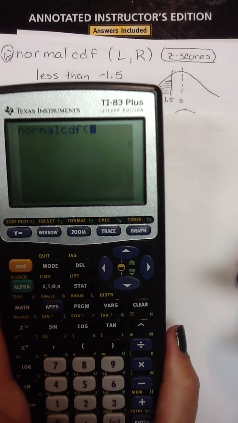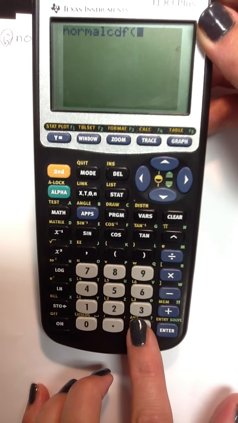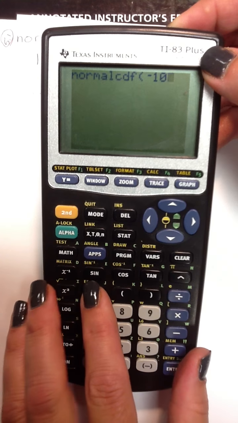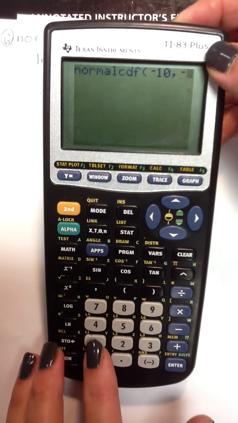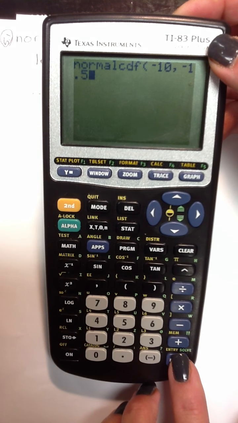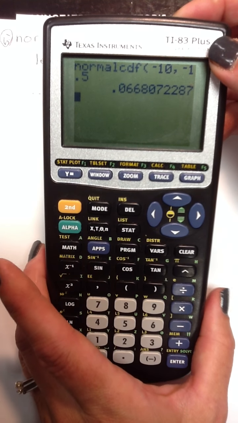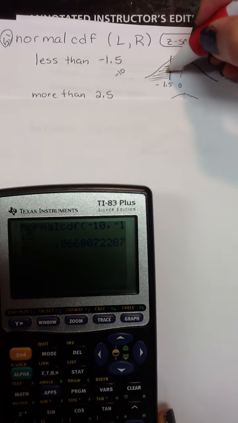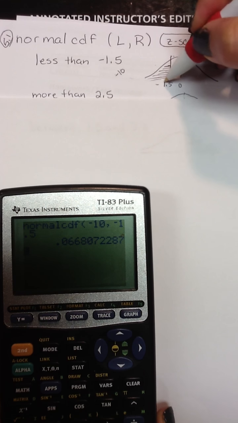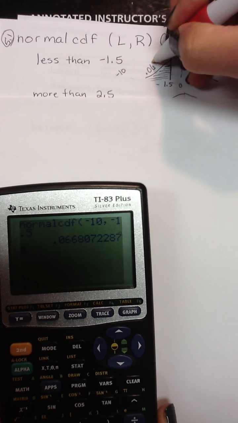So I'm going to put into my calculator a negative 10, so use your negative button, negative 10, and then a comma, and the negative 1.5. And enter. I end up with 0.0668. So that would be the area under the curve for less than a negative 1.5.